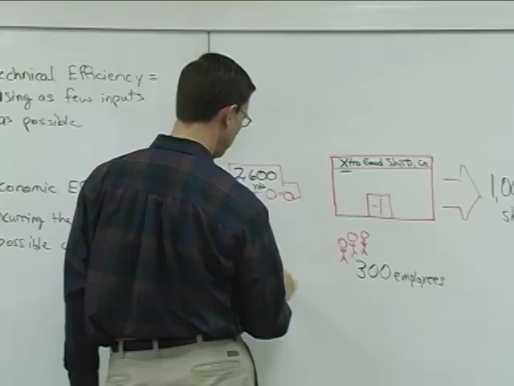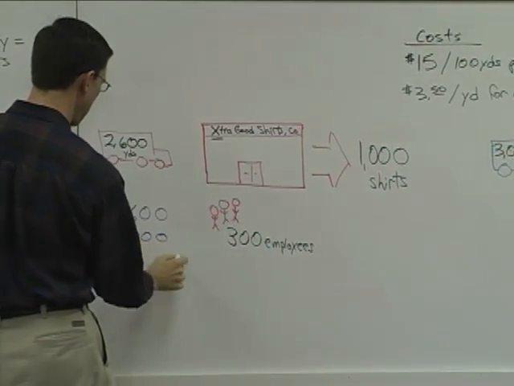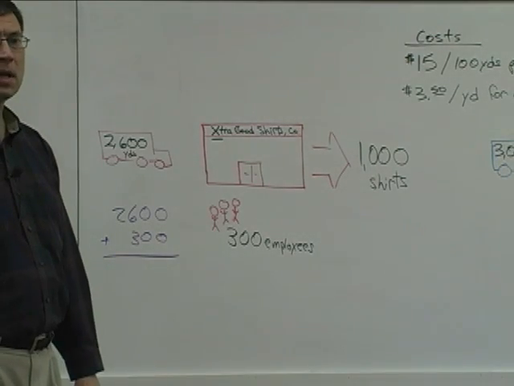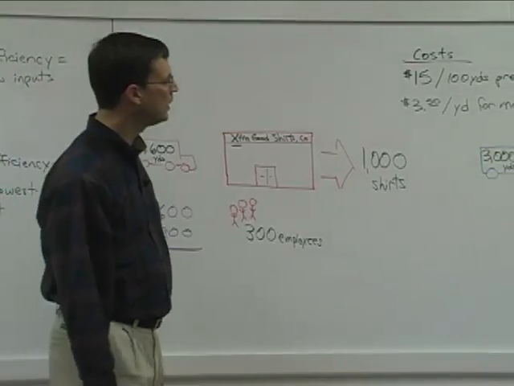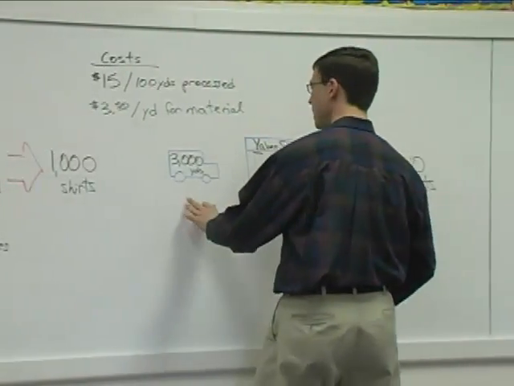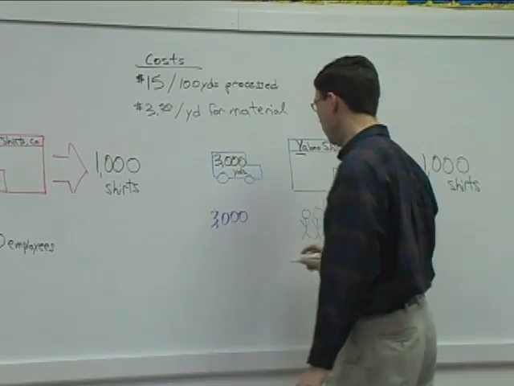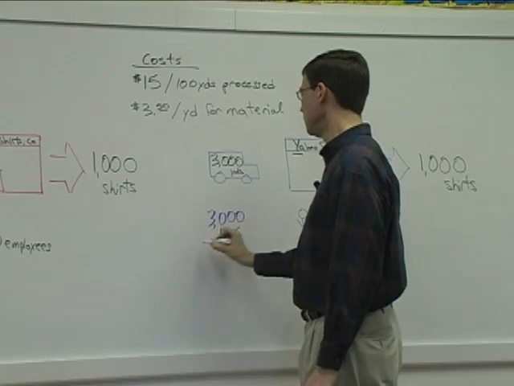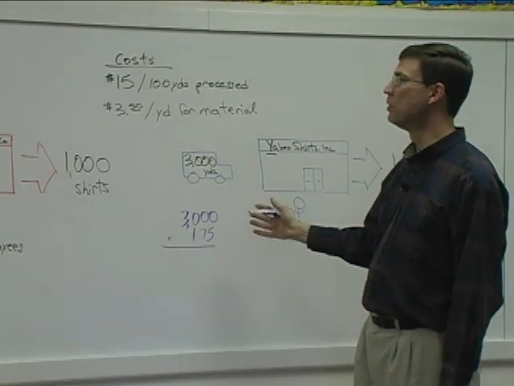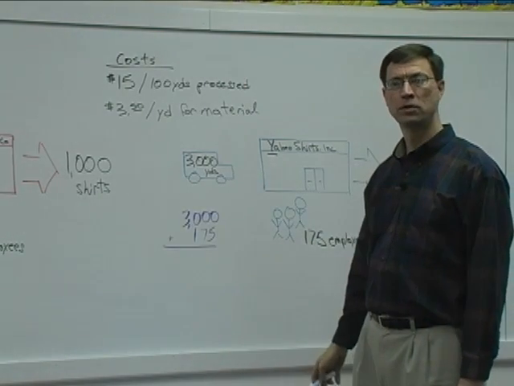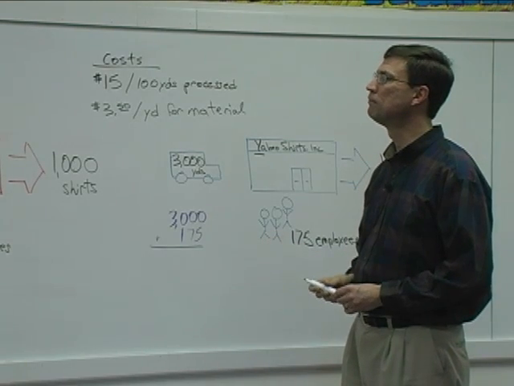So that's pretty simple here. We're going to take 2,600 and add the 300. I'm not going to do the math for you because you can finish that problem and put the answer in your PACE. Let's do the same thing over here. We have a total of 3,000 yards and 175 employees. When you add those two numbers together, you have the total for the technical efficiency, and then you can compare the two to see which factory is technically more efficient.